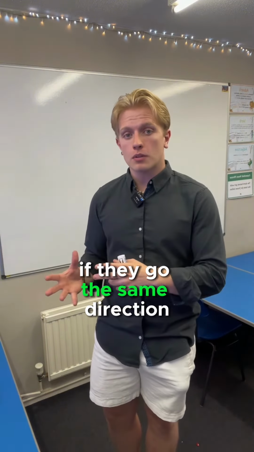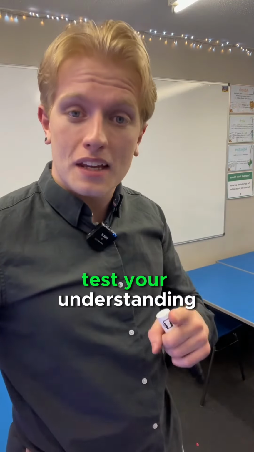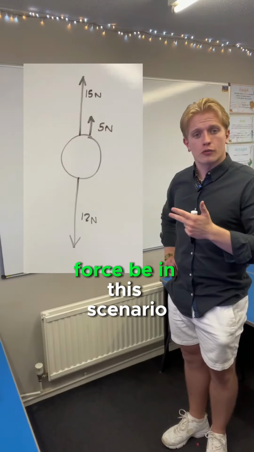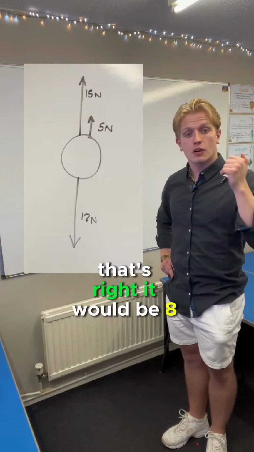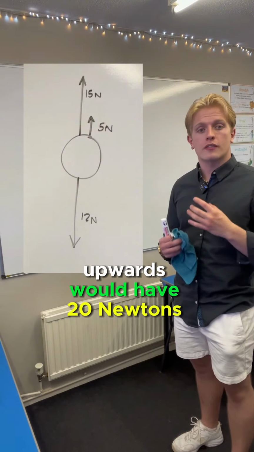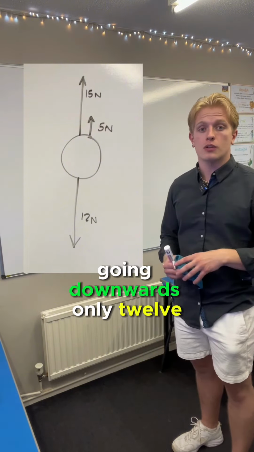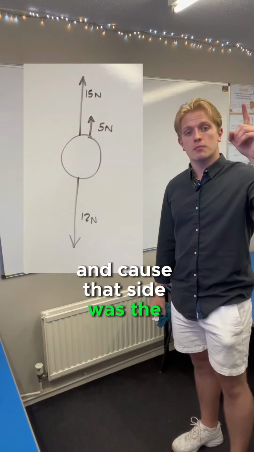If they go the same direction, you add them. If they go in opposite directions, you subtract them. Let's test your understanding. What would the resultant force be in this scenario? That's right, it would be 8 newtons upwards. And that's because going upwards we'd have 20 newtons overall, going downwards only 12. 20 minus 12 is 8, and because that side was the biggest, it goes upwards.